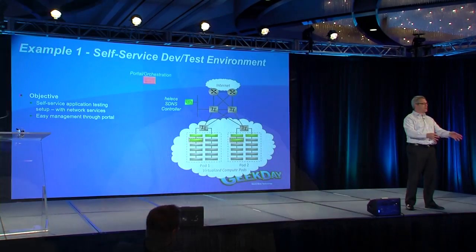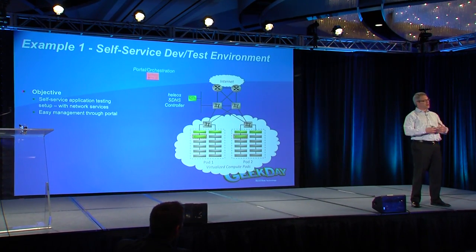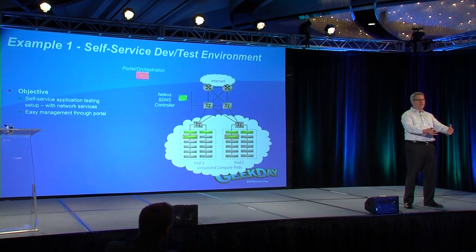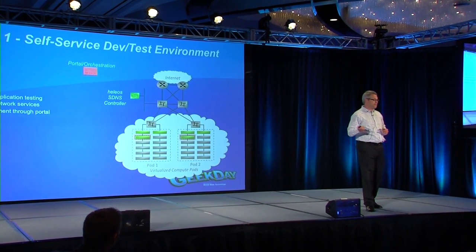So the controller is actually just a virtual machine, and it acts as the orchestration system for network services in the Embrane Helios model. Now, of course, we're talking about self-service here, so we need a portal, and we also need a higher-level orchestration system that sees all the resources that are there, the storage, the compute, and the network services, so that when it provisions an infrastructure, it can provision all of these components.